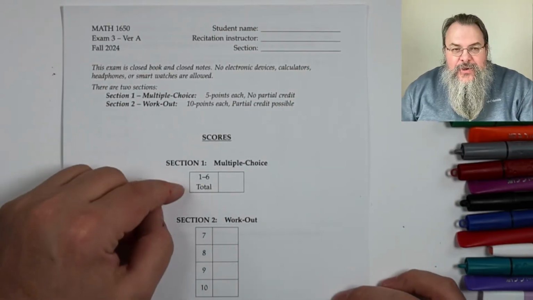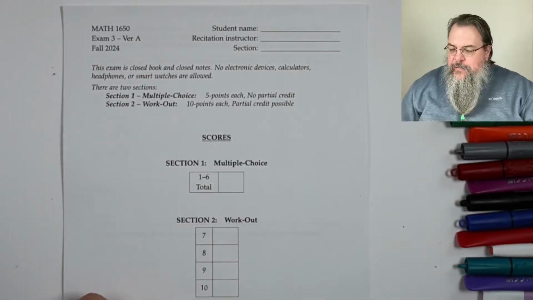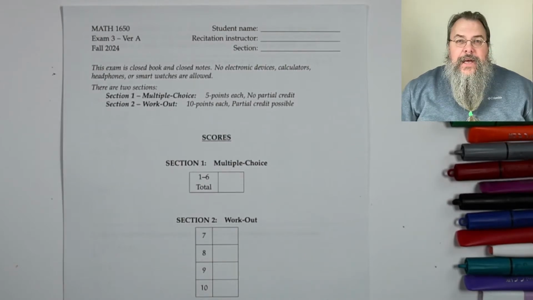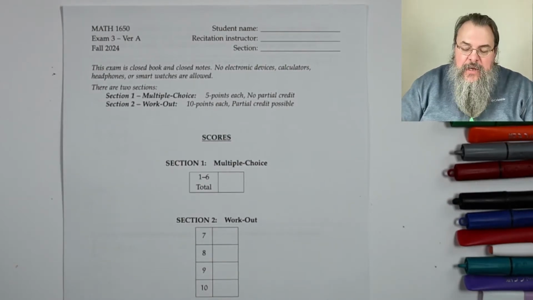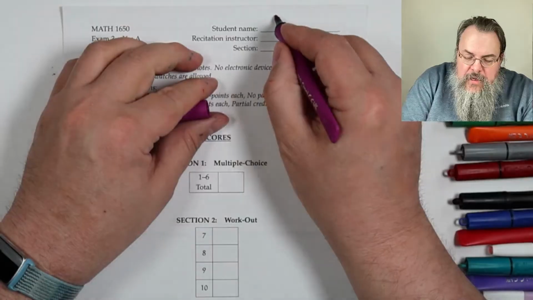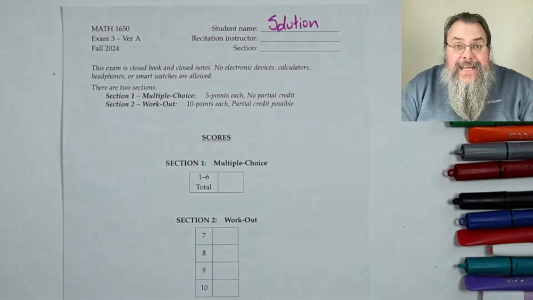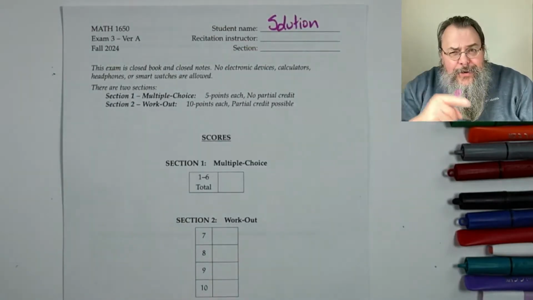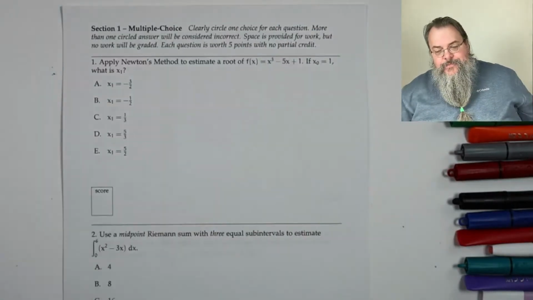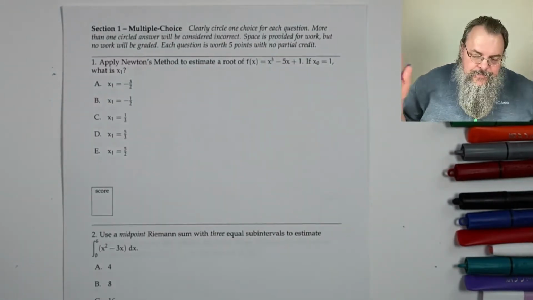So we have our multiple choice, 6 problems, and 4 workouts. Plenty for us to do, and we should just jump into it. But of course, as always, remember to put your name down, because if you don't put your name down, we can't give you the credit. And you deserve that credit. Let's go for it. Multiple choice.